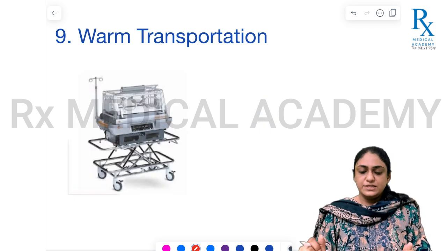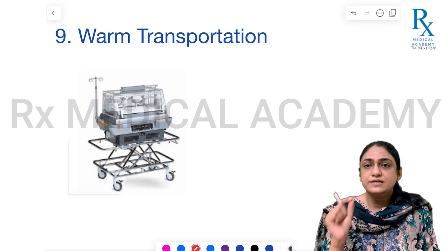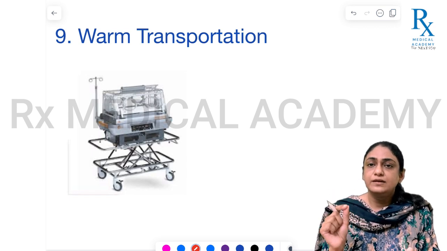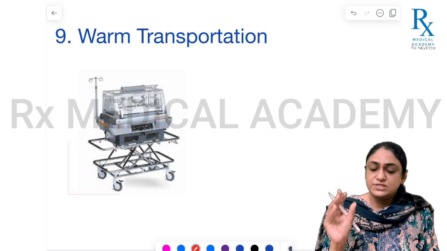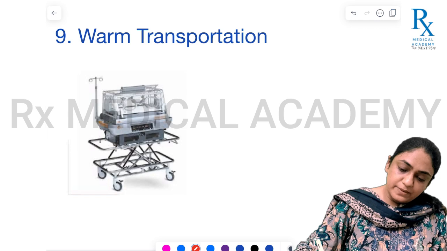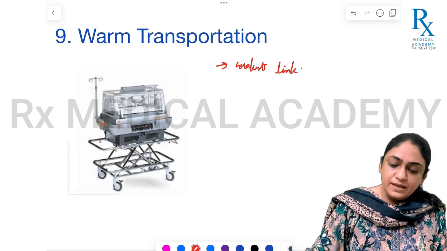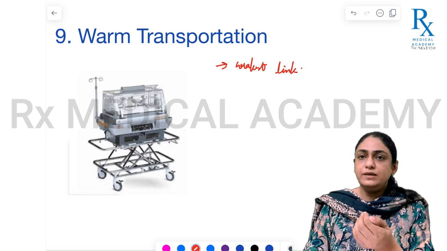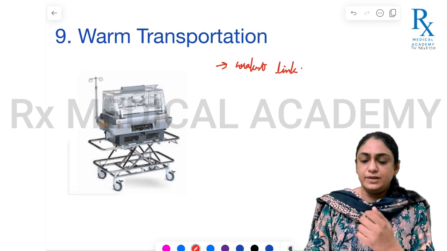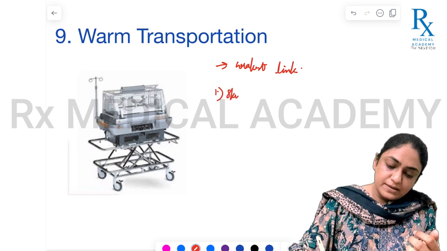Coming to warm transportation. Now let me tell you, warm transportation is the weakest link in this chain. The weakest link. The area where a newborn is likely to become hypothermic the most. So the first point to remember is that it is the weakest link. Whenever we are transporting a newborn baby, what can we do to prevent hypothermia? First of all, skin to skin contact.